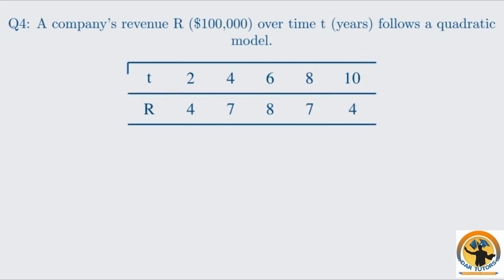A company's revenue, R, in hundreds of thousands of dollars, is modeled by a quadratic function of the number of years, T, since the company was founded. We need to find this quadratic model and predict the revenue in year 10. The problem states the model is quadratic, so we will use the quadratic regression function on our calculator.